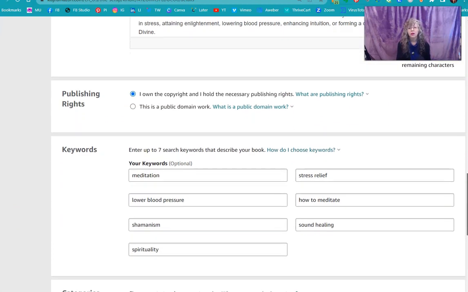Next, we have keywords, and you're looking for 7 keywords, or like I said, phrases like lower blood pressure or how to meditate are key phrases that represent your book. Now, you can just guess, which is basically when I put this up, because I based this on what I did in 2012. And that was a long, long time ago, right? That's over 10 years ago. So I didn't really research these words. So we're going to research them right now.